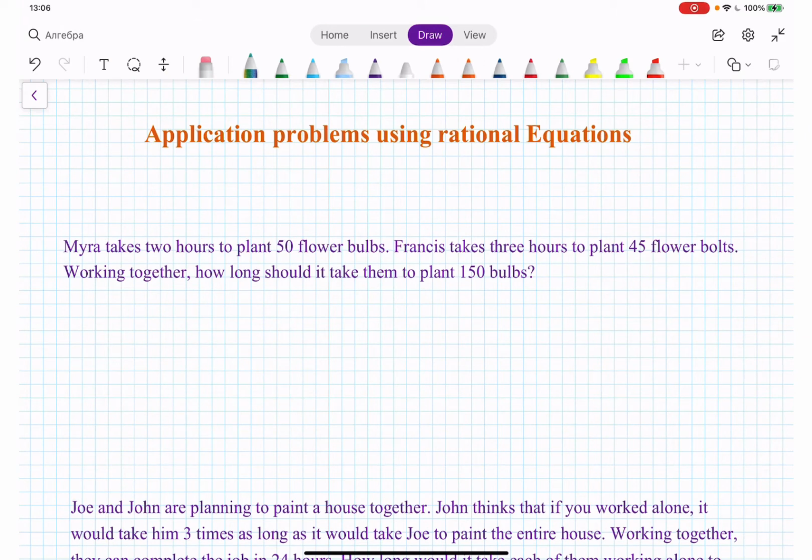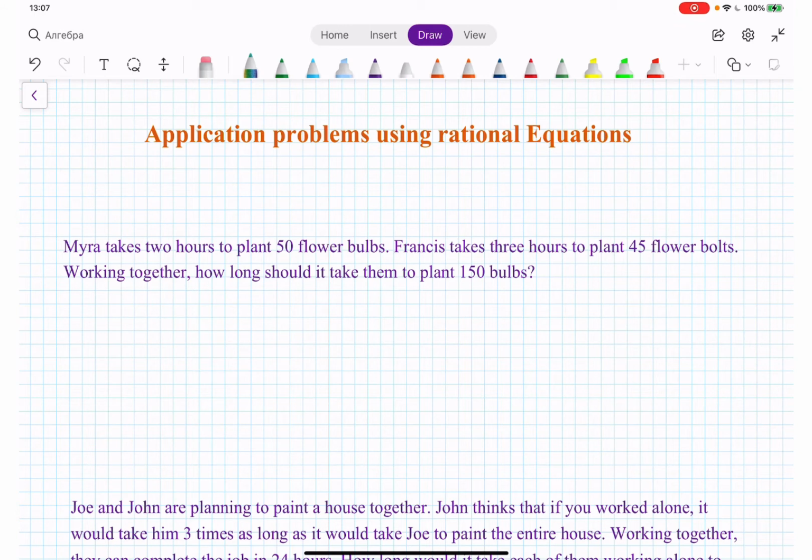In this video, I'm going to solve two work-related problems, and we will use rational equations to solve the problem. A work-related problem is an example of a real-life situation that can be modeled and solved using a rational equation. In work problems, sometimes there is a need to calculate how long it will take different people working at different speeds to finish a task.